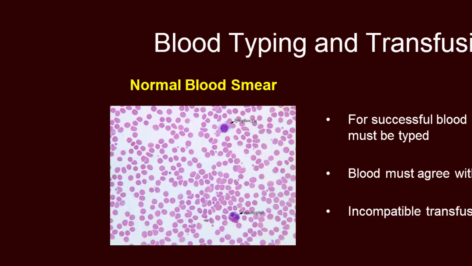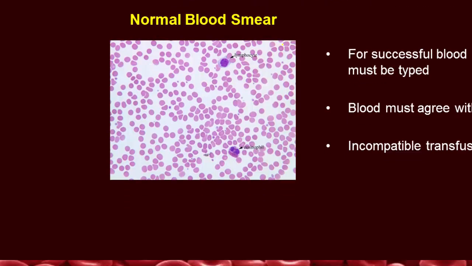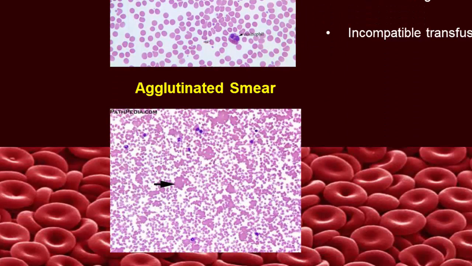Well, if we are given a transfusion that is incompatible with our blood type, what can happen is the antibodies that are in our plasma can attack the transfused blood, and it can cause something called agglutination. Okay, this is a blood smear where red blood cells have agglutinated, or clumped or stuck together, and we can see that occurring in specific locations very well.